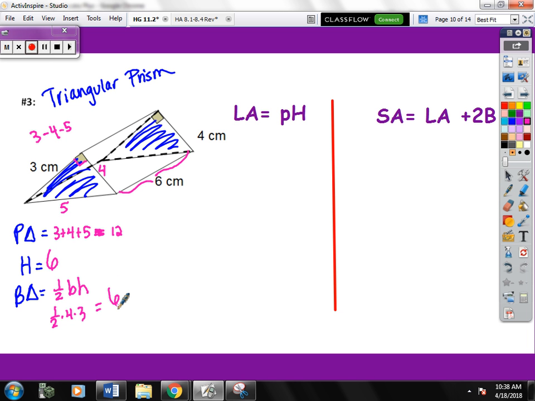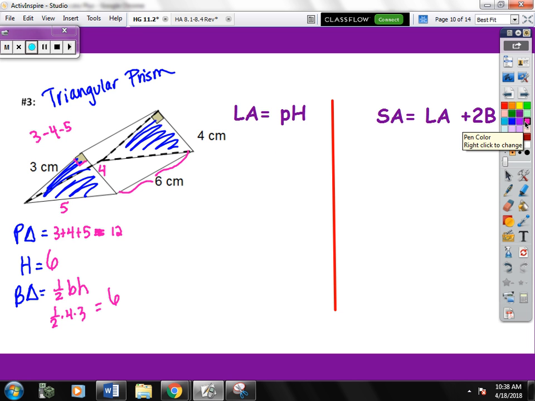Once you have all of that work done, then we just plug into our formulas. Now again, let's suppose you're like, Mrs. Bennett, kind of losing me with all this stuff. If you prefer, you can find the area of the triangle, double it, find the area of each of the rectangles, and add them all together. So if you don't like these formulas, you can just find all your areas and add everything together. And that would work just the same.